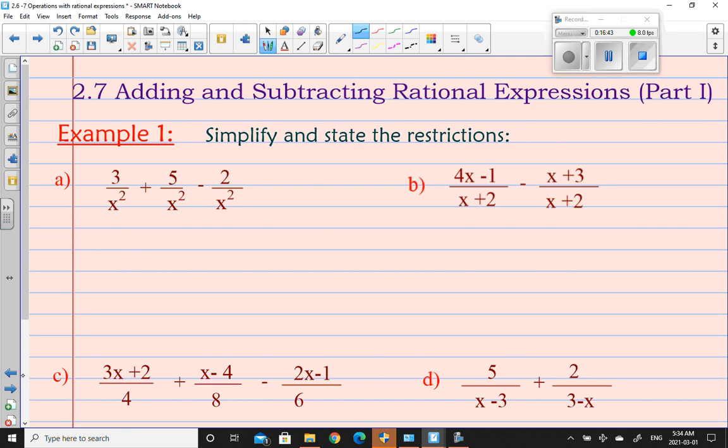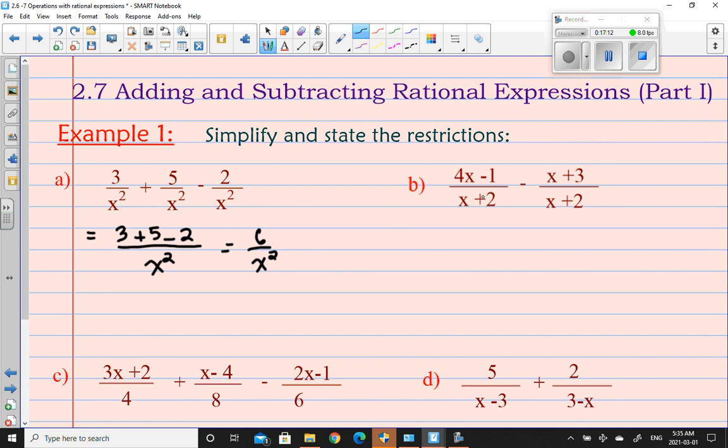So let's try it with an example. 3 over x squared plus 5 over x squared minus 2 over x squared. This one's easy because there is a common denominator, which is x squared, and they're all the same. You just have to add the numerators. So 3 plus 5 minus 2 will give you 8 minus 2, which is 6 over x squared. So that was very simple.